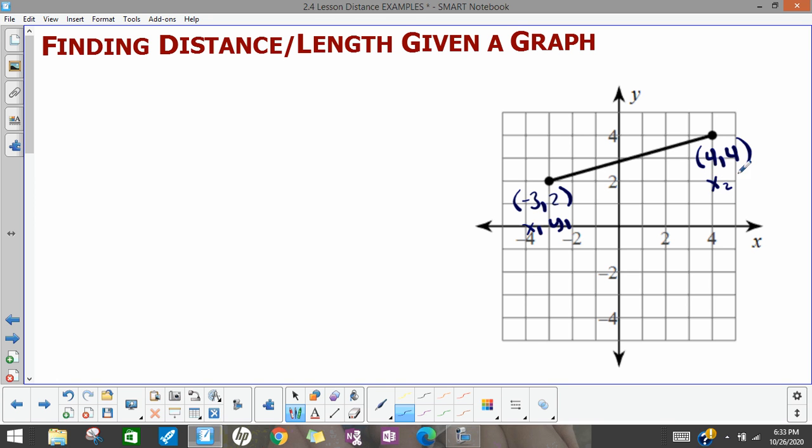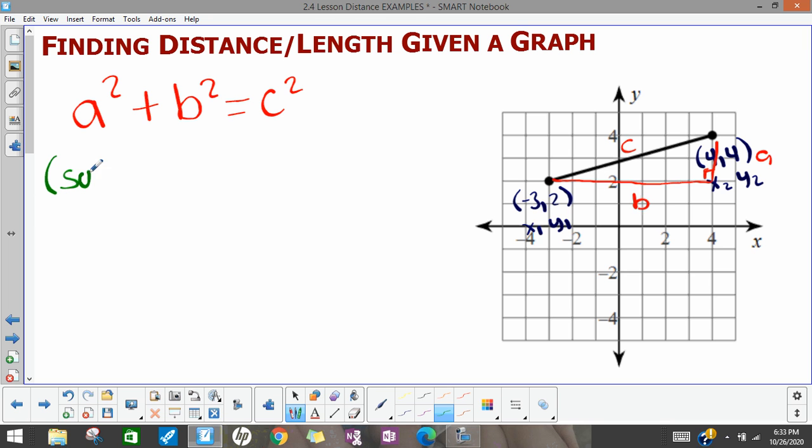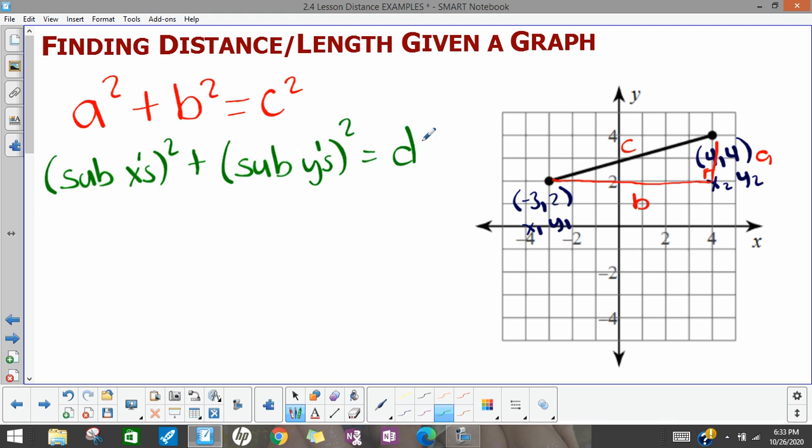Call that x2, y2. And remember, we're using the Pythagorean theorem, so I always write that a squared plus b squared equals c squared, because I can make this a right triangle where this side is a and b, and c is my segment length. Then in order to get a, I subtract the x's, keep the squared. To get b, I subtract the y's, keep the squared, and I change c to d for distance.